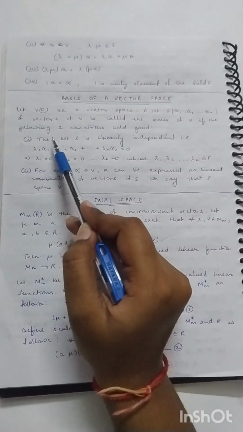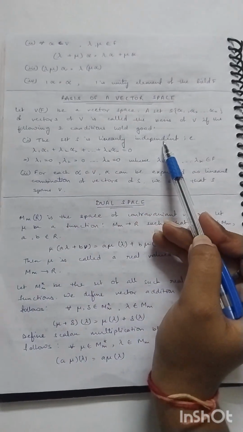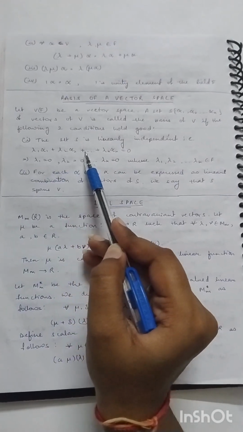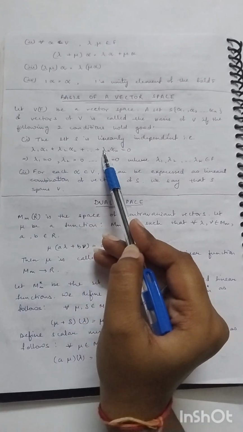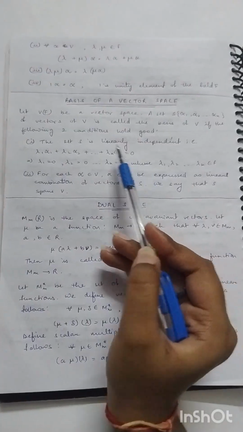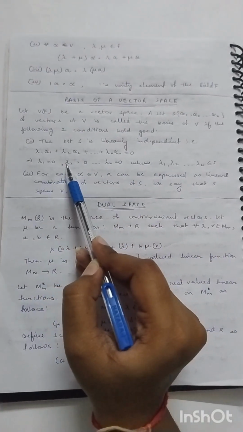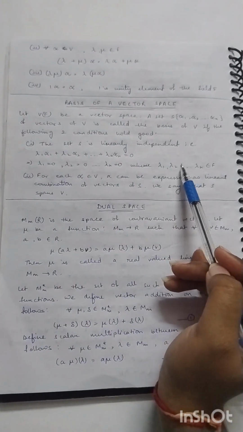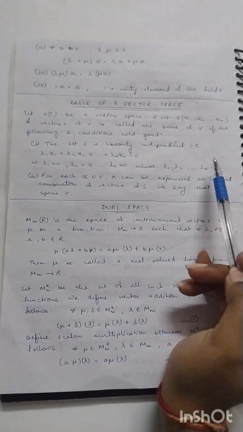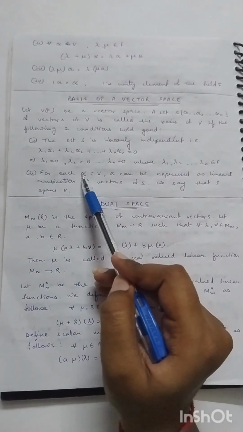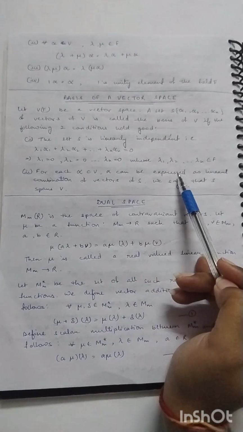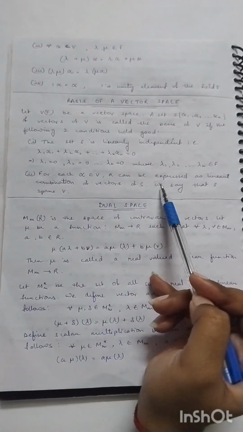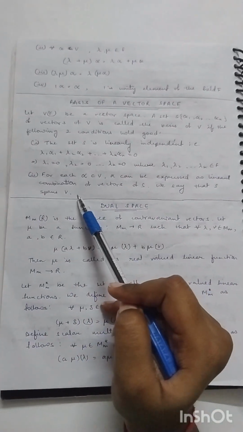So first is the set is linearly independent, that is lambda 1 alpha 1 plus lambda 2 alpha 2 plus lambda 3 alpha 3 up to lambda n alpha n is equal to 0 implies lambda 1 is equal to 0, lambda 2 is equal to 0 up to lambda n is equal to 0, where lambda 1, lambda 2 to lambda n belongs to F. Second is for each alpha belongs to V, alpha can be expressed as linear combination of vectors of S. We say that S spans V.